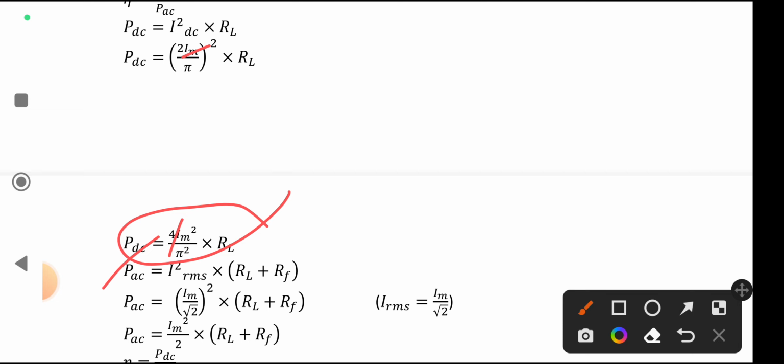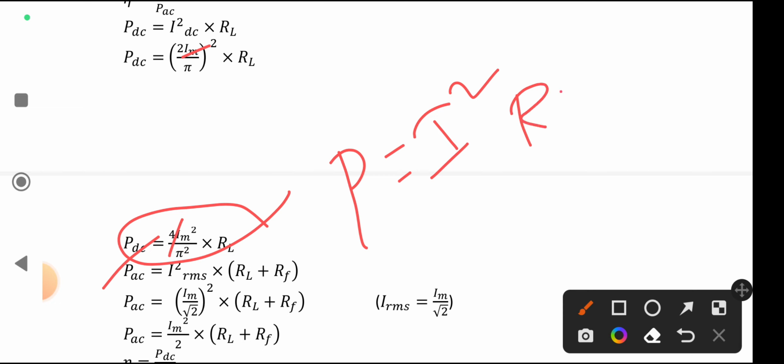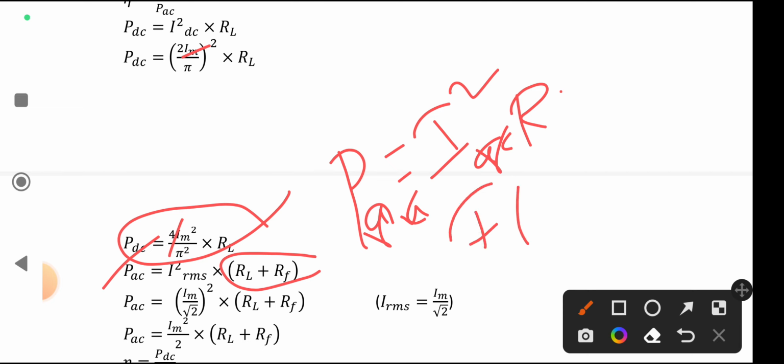Next, PAC. AC power. Power is equal to current square into resistance. So for AC here also, AC means RMS here. And here RF plus RL, two resistances are taken. Why? Because AC is not only present at input but also present at output. So we do not get complete DC; certain AC is also present. So that is why RL and RF both are taken.